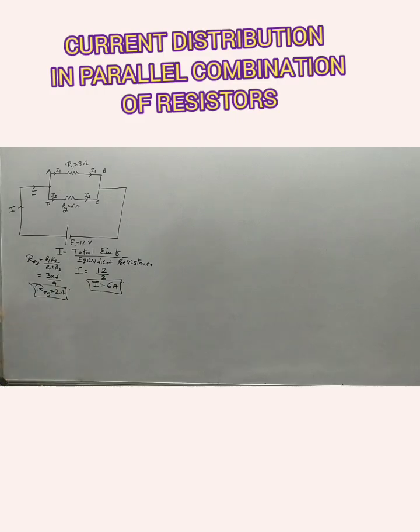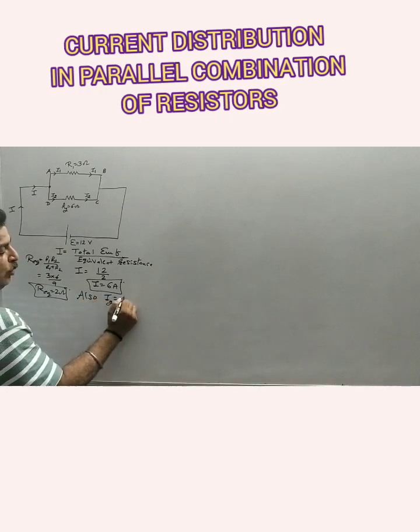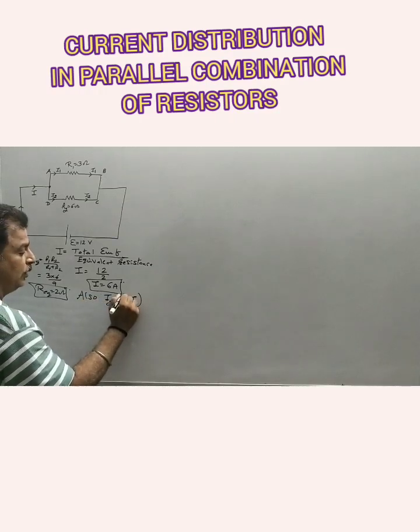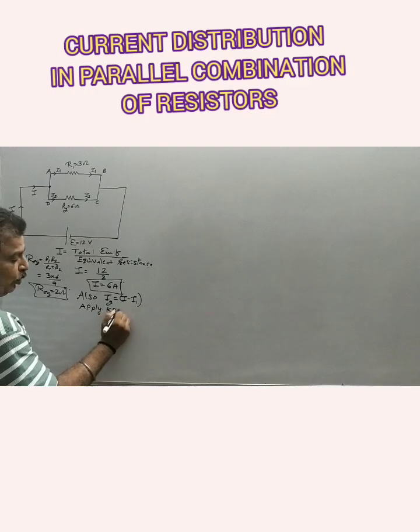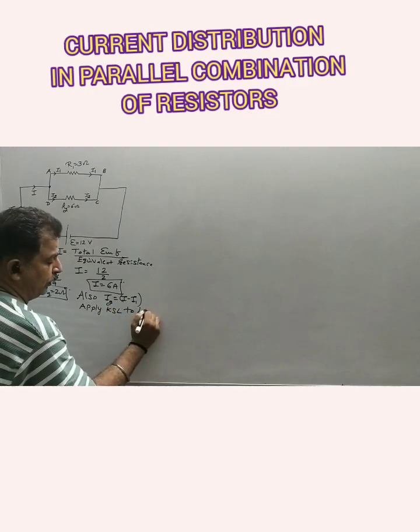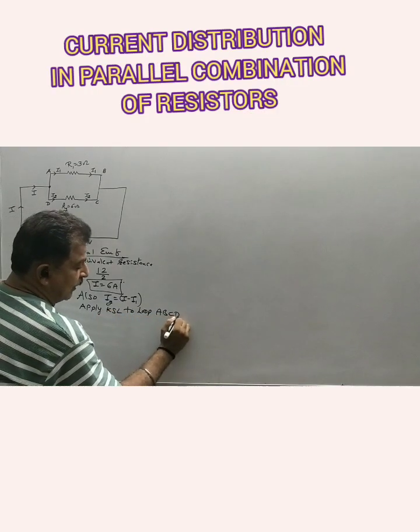Now let us assume that this current is divided into two parts, I1 and I2, where I1 is current through R1 and I2 is current through R2. Also, you can write I2 is equal to I minus I1 from the Kirchhoff first law or junction law. Now let us apply Kirchhoff second law to the loop A, B, C, D, A.